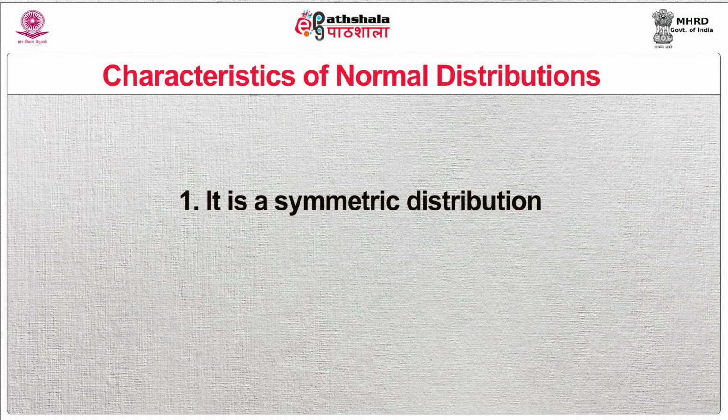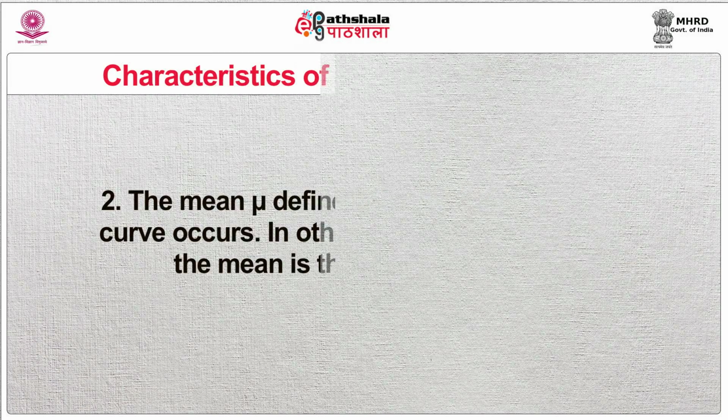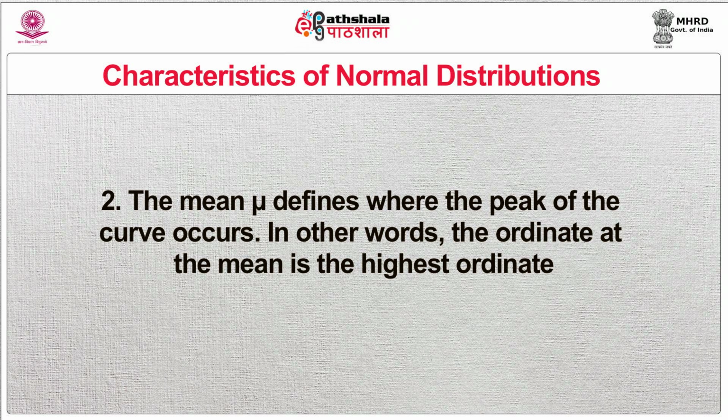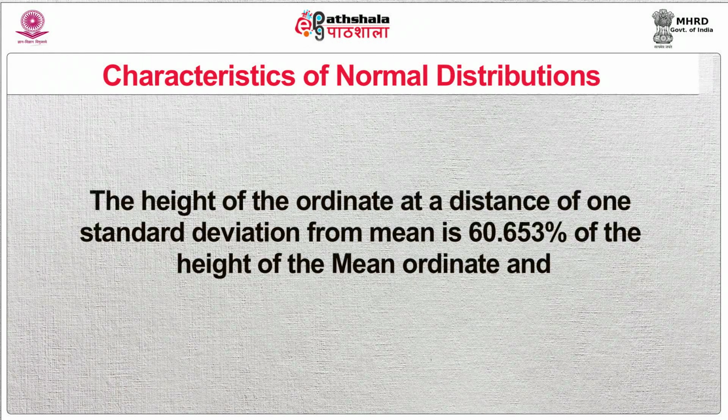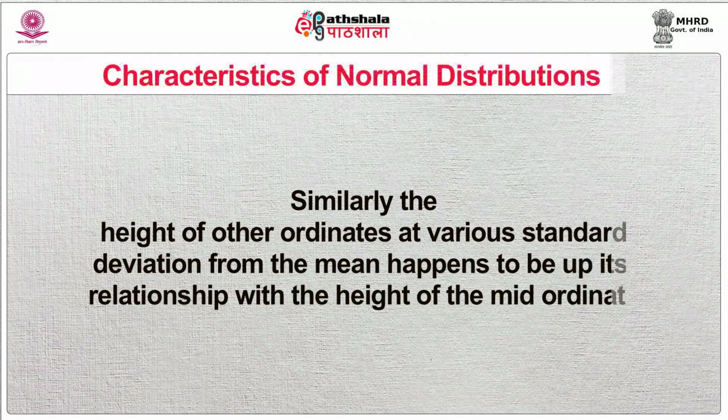First, it is a symmetric distribution. Second, the mean, that is mu, defines where the peak of the curve occurs. In other words, the ordinate at the mean is the highest ordinate. The height of the ordinate at a distance of 1 standard deviation from the mean is 60.653% of the height of the mean ordinate, and similarly the heights of other ordinates at various standard deviations from the mean bear a fixed relationship with the height of the mean ordinate.